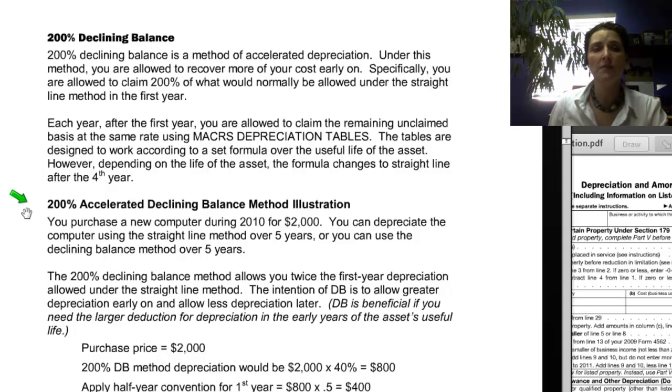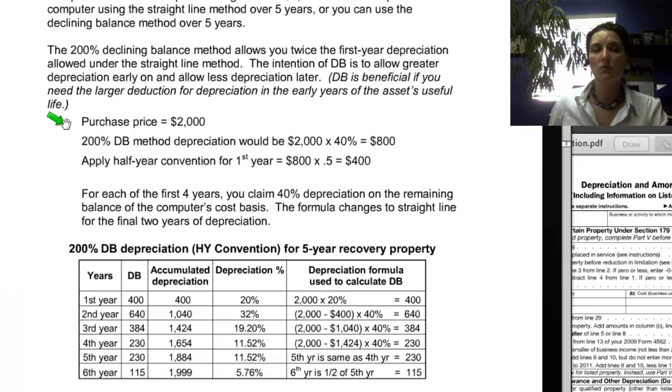And here's an illustration. You purchase a new computer during 2010 for $2,000. You can depreciate the computer using the straight line method over 5 years, or you can use the declining balance method over 5 years. The 200% declining balance method allows you twice the first year depreciation allowed under the straight line method. The intention of declining balance is to allow greater depreciation early on and less depreciation later on. Declining balance is beneficial if you need the larger deduction for depreciation in the earlier years of the asset's life. And here's how it works.